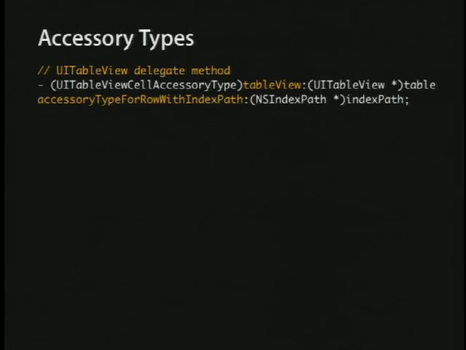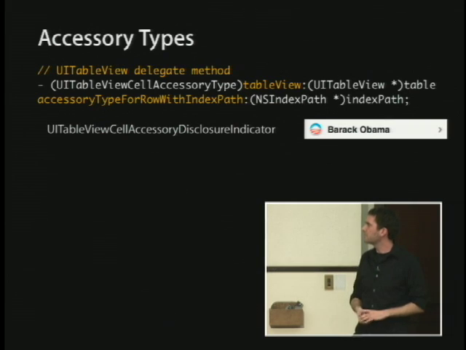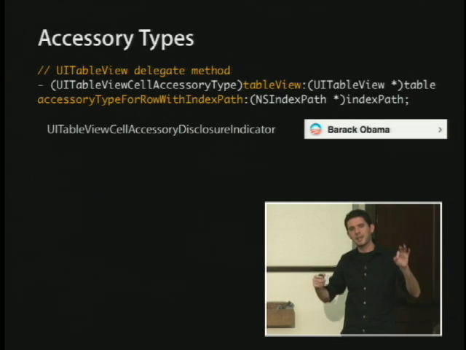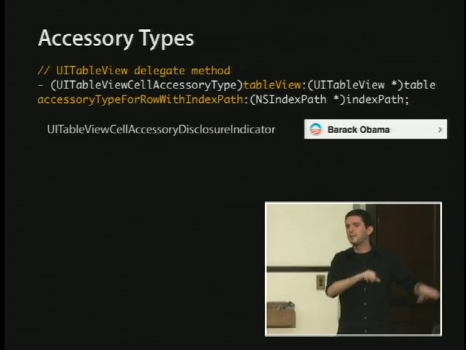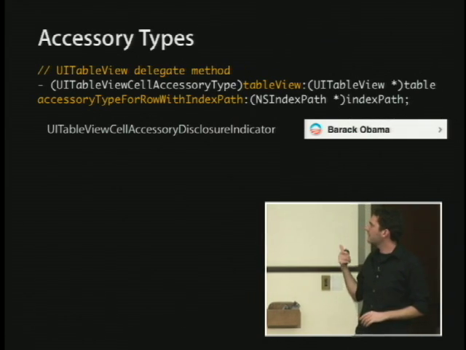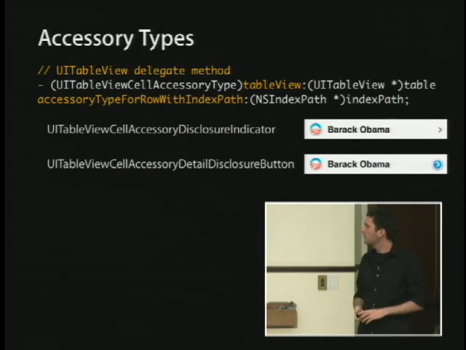There's a couple of accessory types that you can set on a table view cell. That's the thing that appears over here on the right-hand side. In this case, it's TableViewCellAccessoryDisclosureIndicator. This is generally used to indicate that if the user taps on this cell, some new thing is going to navigate in. And you set these by implementing the delegate method tableView accessoryTypeForRowAtIndexPath.